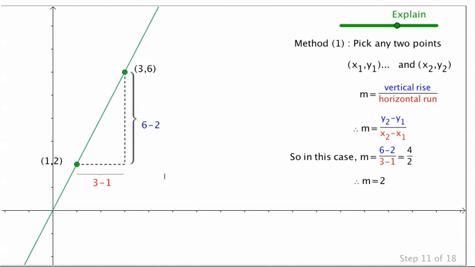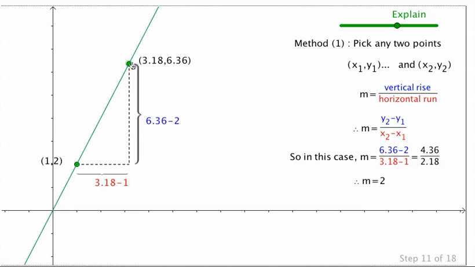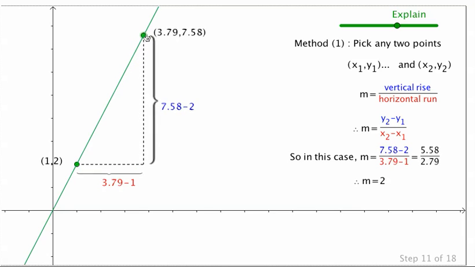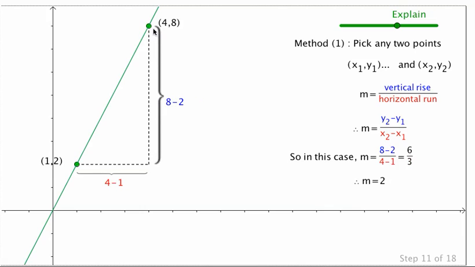And again it means that this vertical rise is twice the horizontal run for any pair of points that you choose on the line. So if we had chosen our points to be up here, say, then it would turn out still that this distance here is twice this distance as well. And if we work through the calculations, we still get the slope of 2.